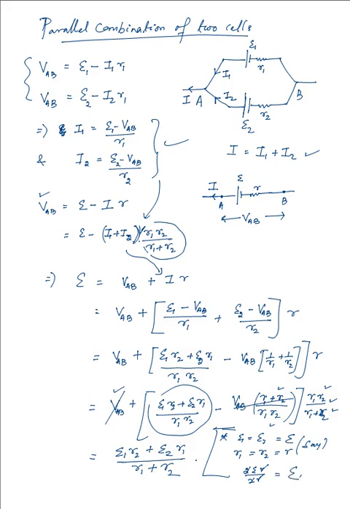So the net EMF in case of the parallel combination of two cells having the same EMF along with the same internal resistance is going to be the same, which we have already used while discussing the parallel combination of cells previously in our current electricity playlist.